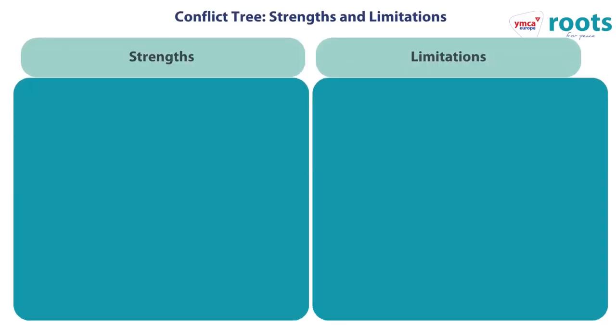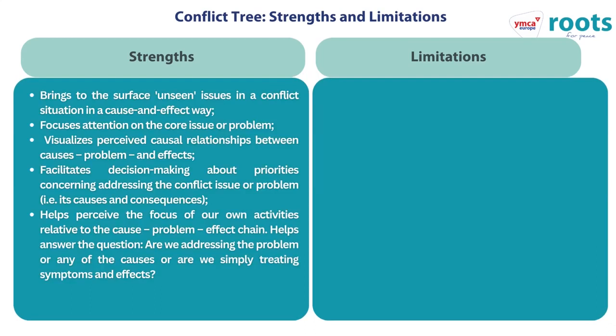Conflict tree strengths and limitations. Strengths: brings to the surface unseen issues in a conflict situation in a cause and effect way. Focuses attention on the core issue or problem. Visualizes perceived causal relationships between causes, problem, and effects. Facilitates decision-making about priorities concerning addressing the conflict issue or problem.